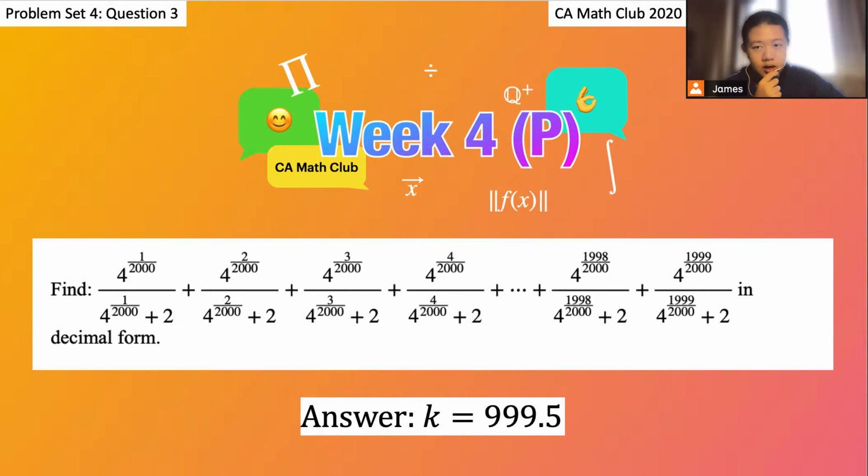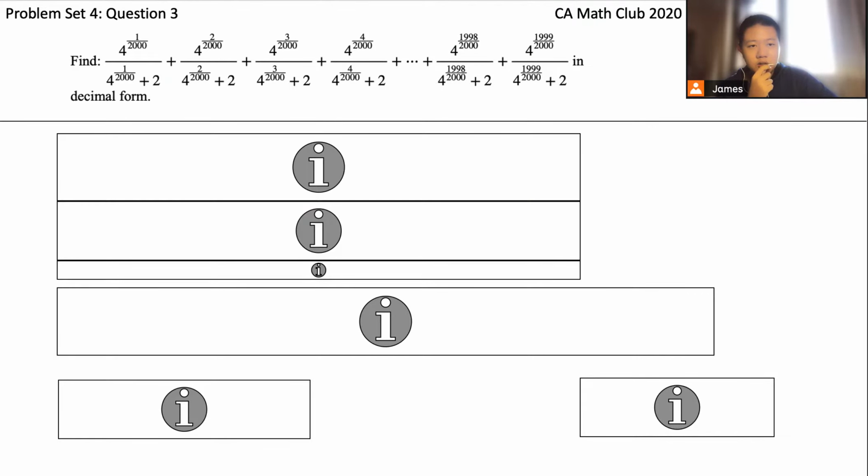In this video, I am going to demonstrate question number 3 in problem set number 4. For this question, the final answer is k equals 999.5. The process is pretty interesting for this one. So here's the question, which I'm going to explain.